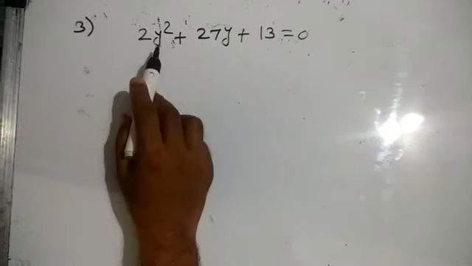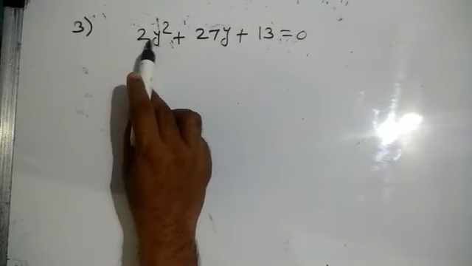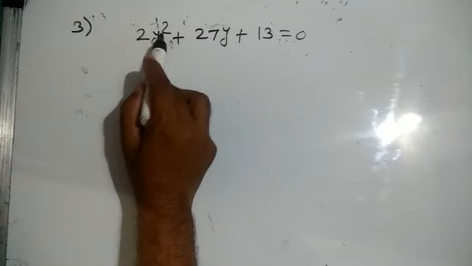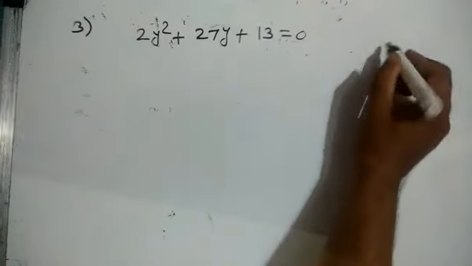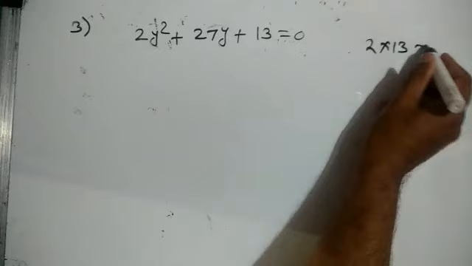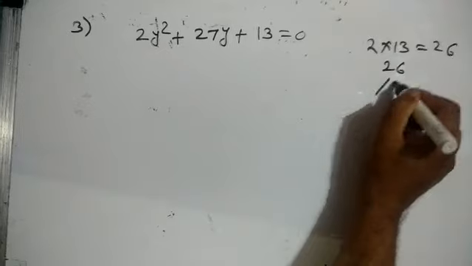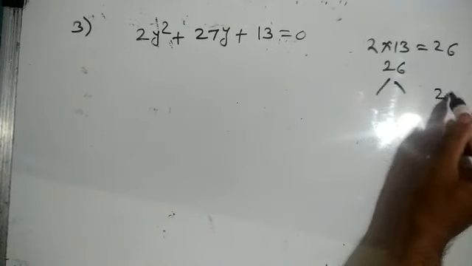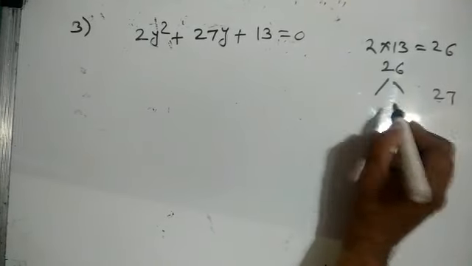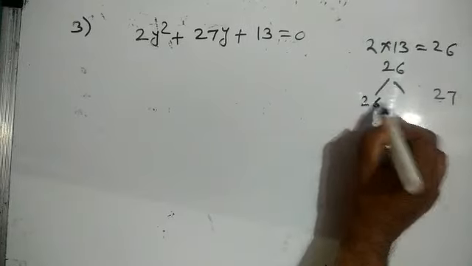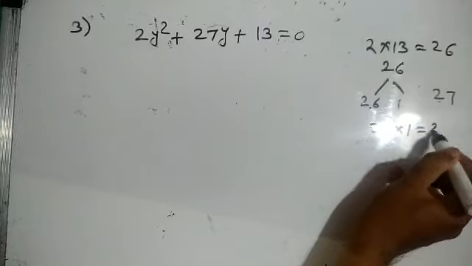In the previous two examples, the coefficient of the first term is 1, but here the coefficient of the first term, that is y square, is 2. Therefore multiply this 2 with this 13. 2 into 13, that is 26. Here find out such two numbers whose product is 26 and their addition is 27. Therefore here we can write 26 and 1.